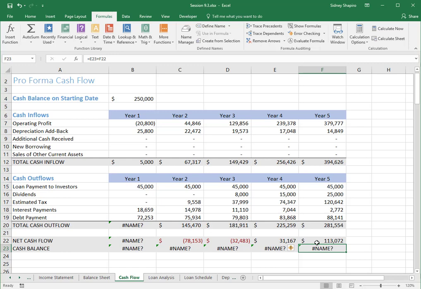On the Formulas tab, we'll go to the Formula Auditing group, so that's up here, and we'll click the error checking button, and we'll go to Trace Error. All right, so it turns out that this error is being caused by something over here. Okay, you have to look at the direction that the arrows are going in.